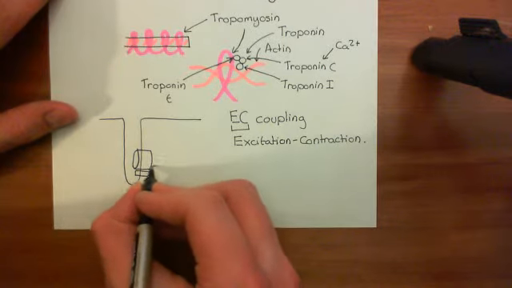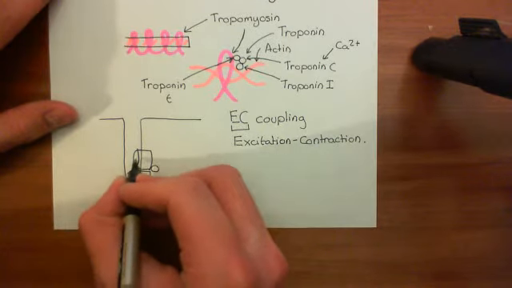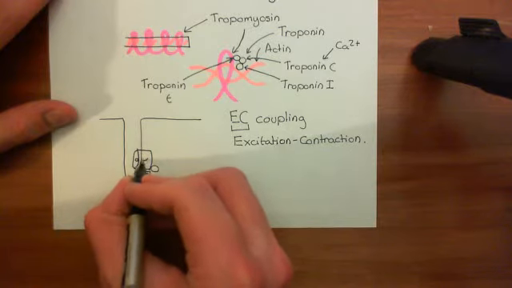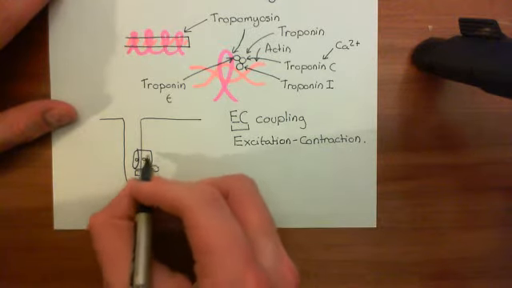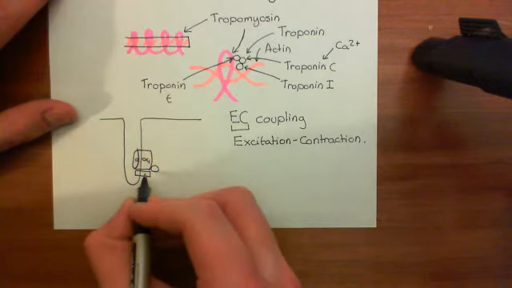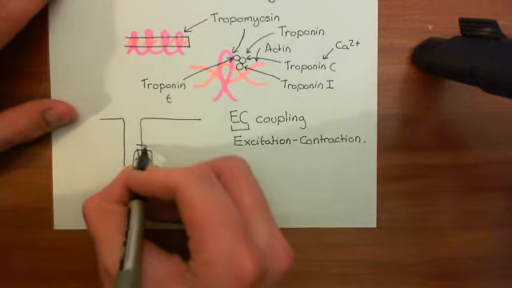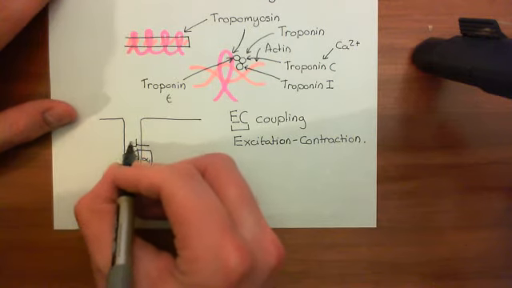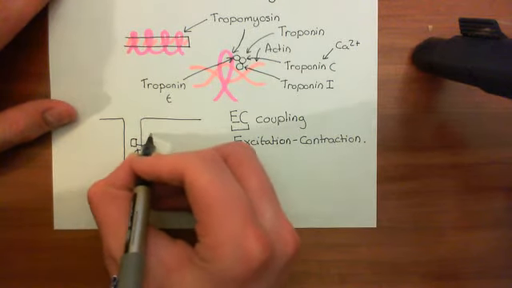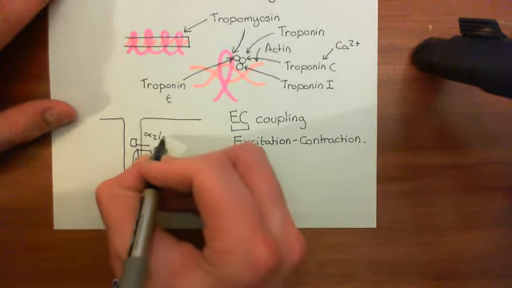Now we've seen the structure of voltage-gated calcium channels before. They consist of this alpha-1 subunit, which is the major subunit here. Okay, and then these accessory subunits, the gamma subunit, the beta subunit, and the alpha-2 delta subunit, which is over here. Okay, so this is an alpha-2 delta subunit.